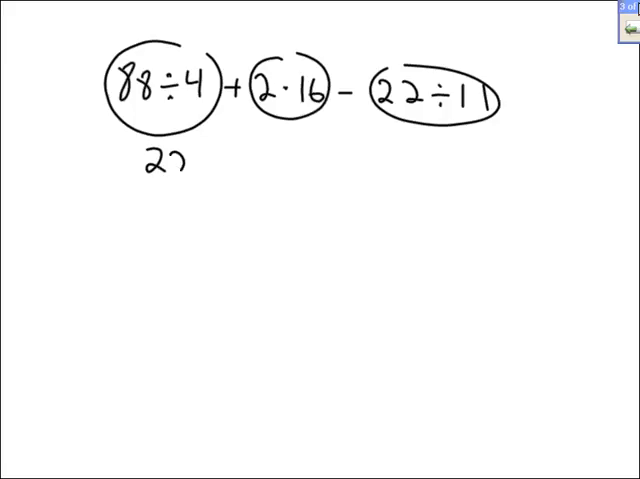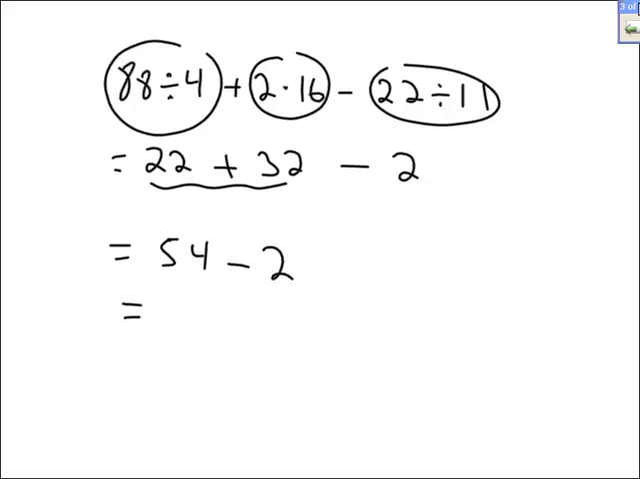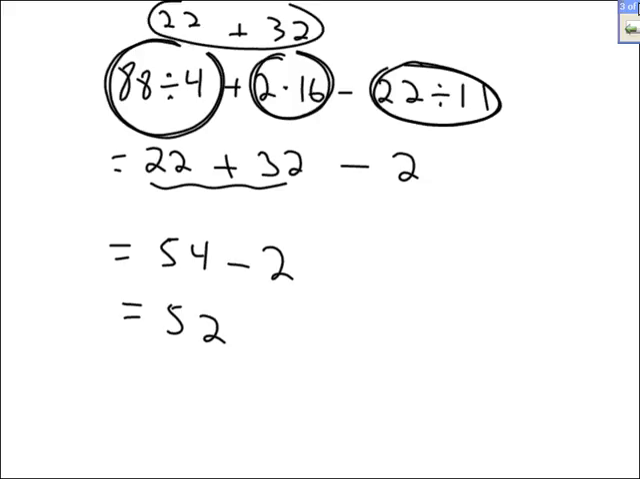The first term is 22. Do the division, make sure I'm right. The second term is 32. And the last term, 22 divided by 11, is 2. You add the first 2, you get 54. You take away 2, get 52. Before you add or subtract, you have to know what you're adding and subtracting. In this problem, we are adding 22 and 32, and then from 52, which is this sum, we are taking away 2.